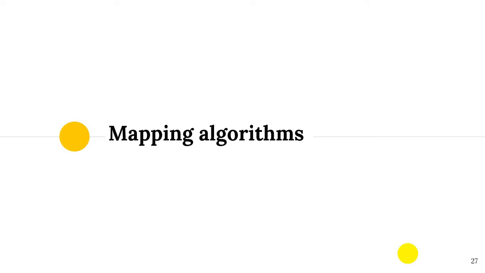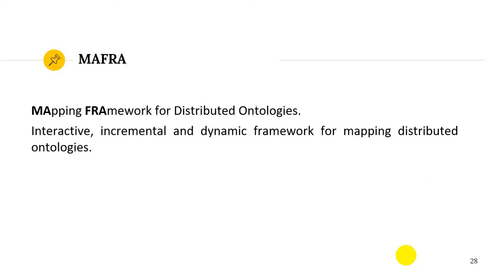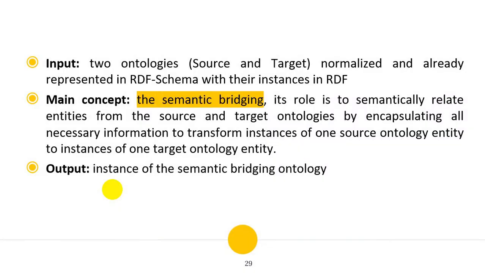The algorithm that we are going to see in the mapping process is MAFRA. MAFRA is an abbreviation of Mapping Framework for Distributed Ontologies. It's an interactive, incremental, and dynamic framework for mapping distributed ontologies. It takes as input two ontologies, the source and the target, normalized and already represented in RDF Schema with their instances in RDF. The main concept here is the semantic bridging.